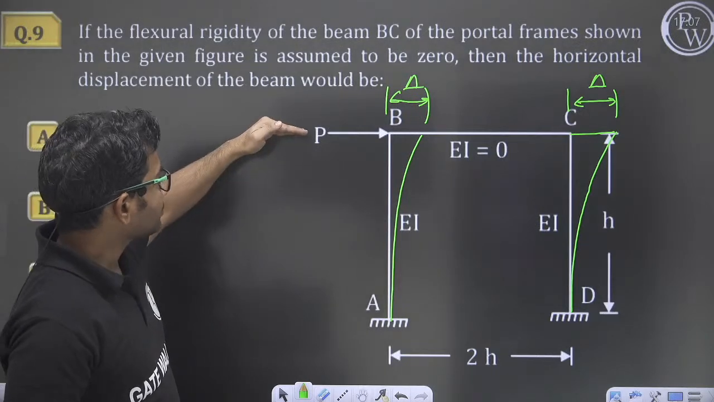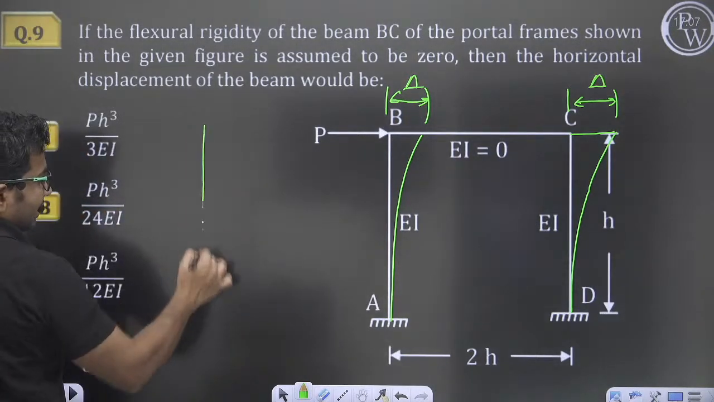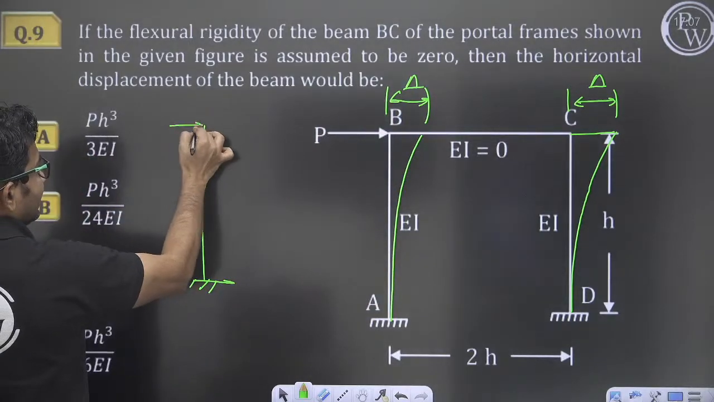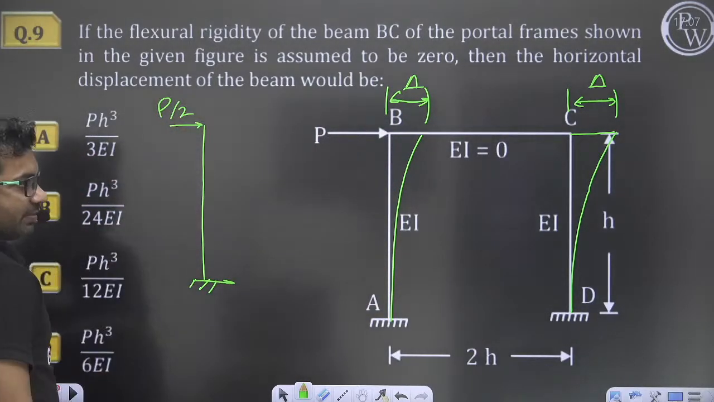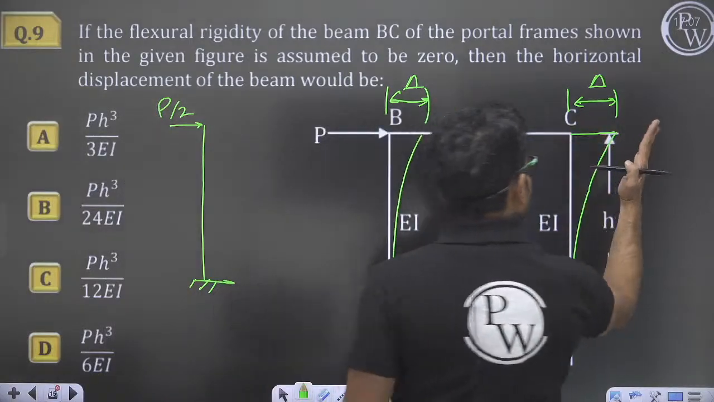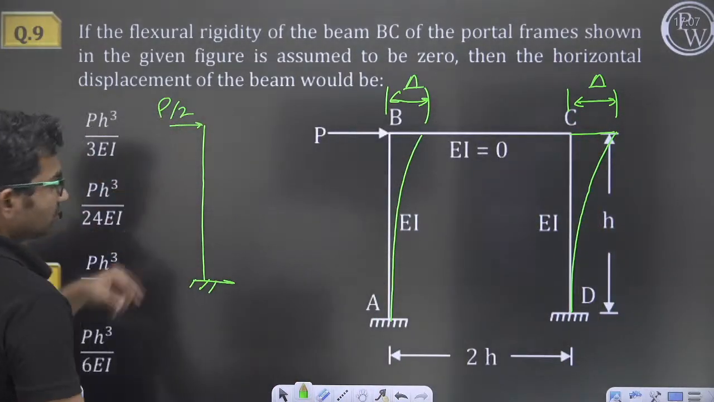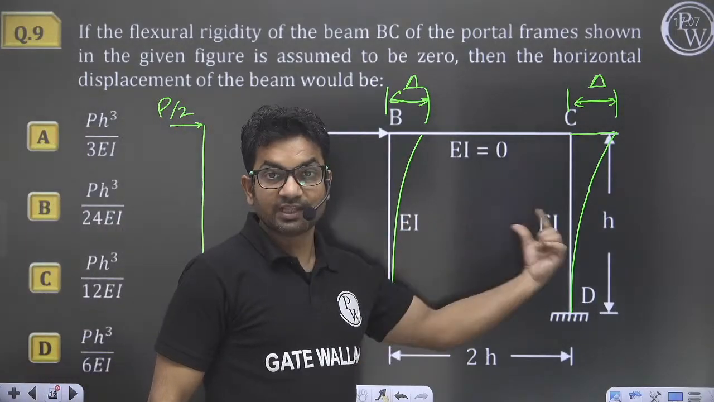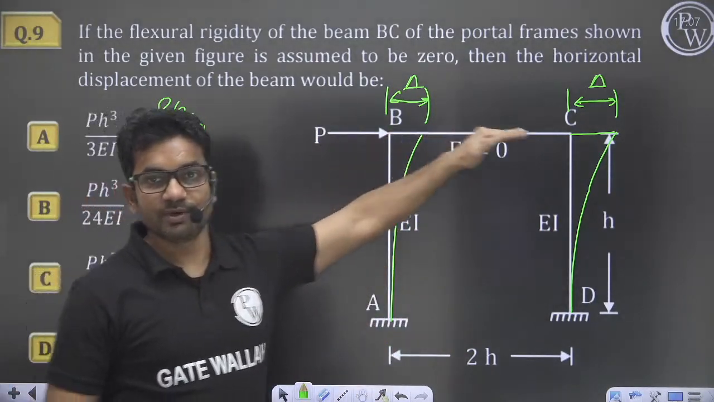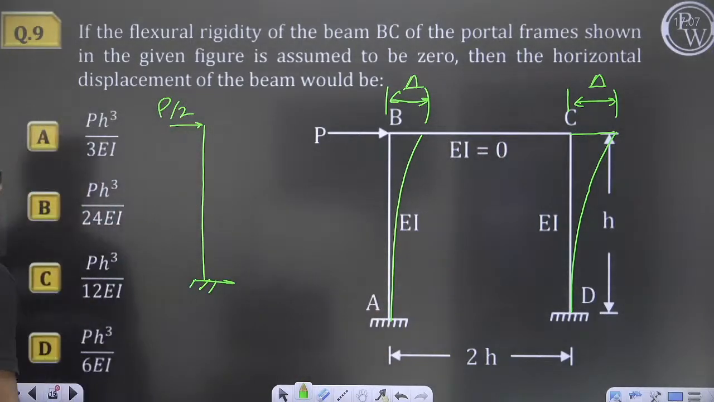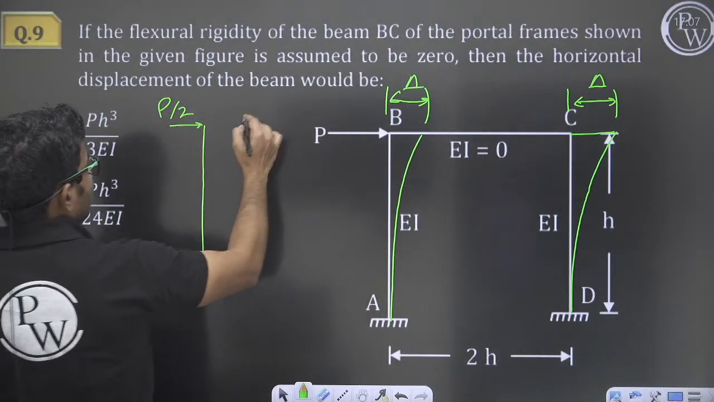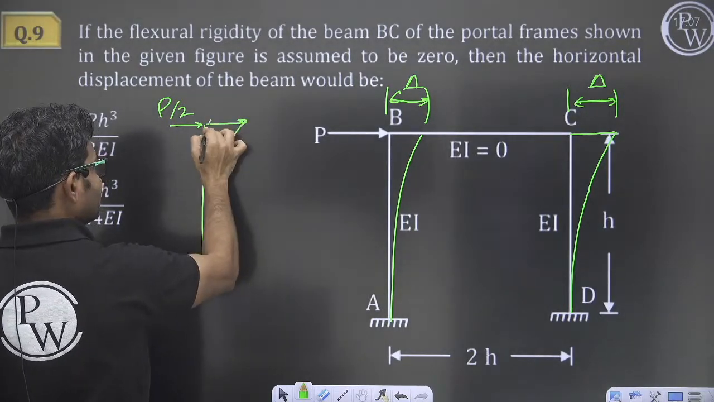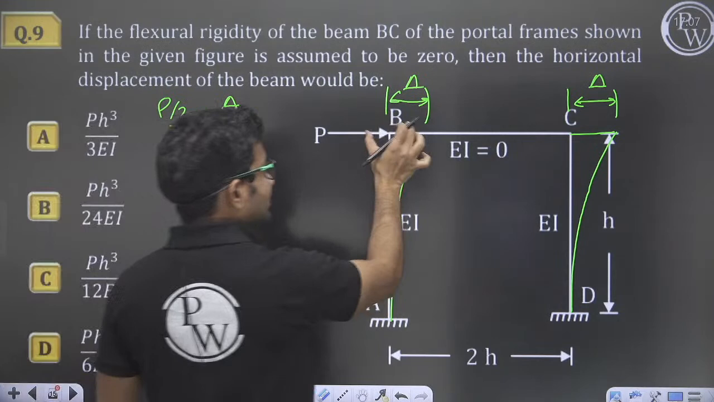I can take this member alone and say that this member is resisting load P by 2 and P by 2 will be resisted by this column. So this column will resist load P by 2. Here EI is same. That is why they both will resist P by 2 and P by 2. Because of this P by 2, what will be the horizontal displacement? Delta, same here, same here.